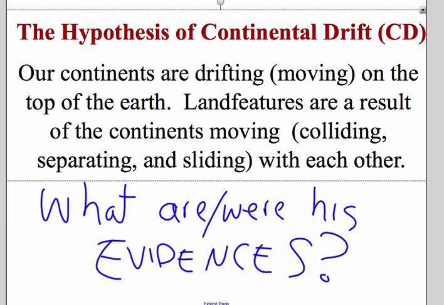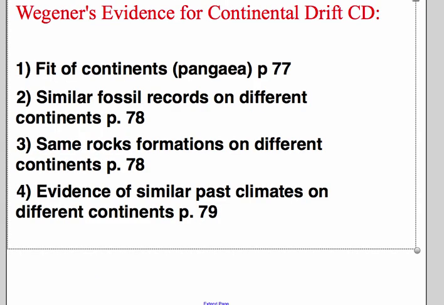So what were his lines of evidence? Well, here they are. So he had four things that he was able to use to help support his theory. And we have the page numbers here. Those would be good to jot down.